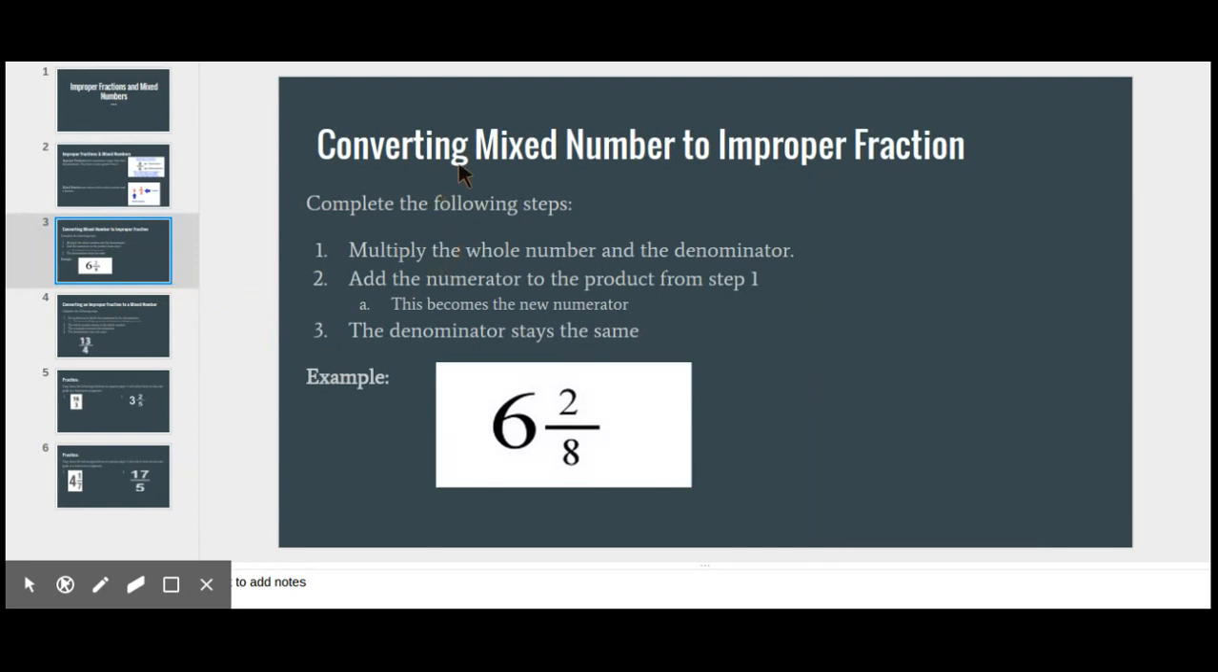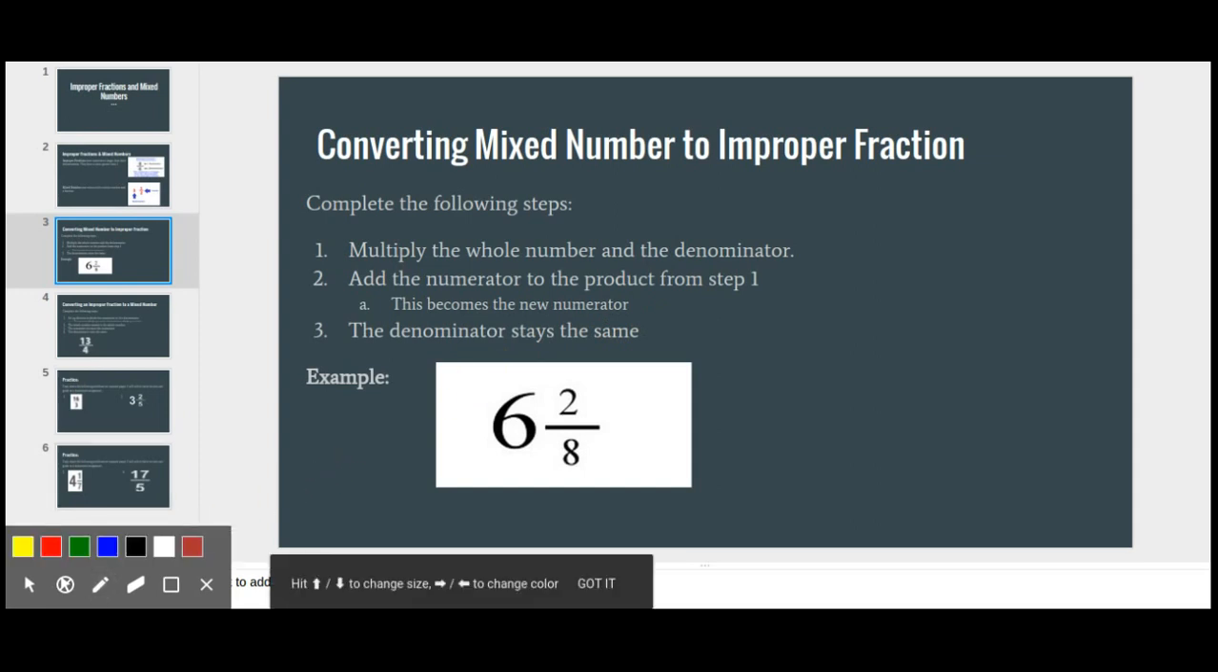First, we're going to look at converting a mixed number to an improper fraction. And we do that by completing the following steps. You multiply the whole number and the denominator. You add the numerator to the product from step 1. This becomes the new numerator, and then the denominator stays the same.